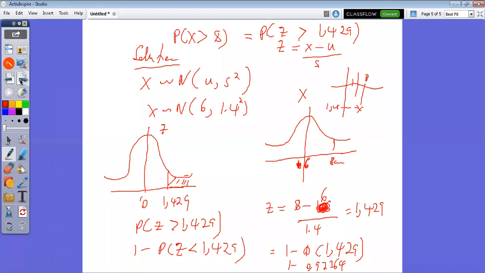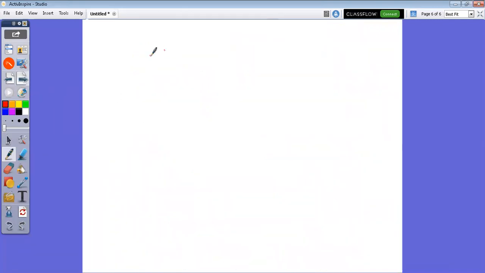Because I'm not using a table, the values might be slightly different. Now let's look at the B part. Don't worry, you get used to the table. We want the probability that X is less than 5. And remember, from the distribution of X, we said the mean is 6. But 5 is less than 6, so 5 will be somewhere here.